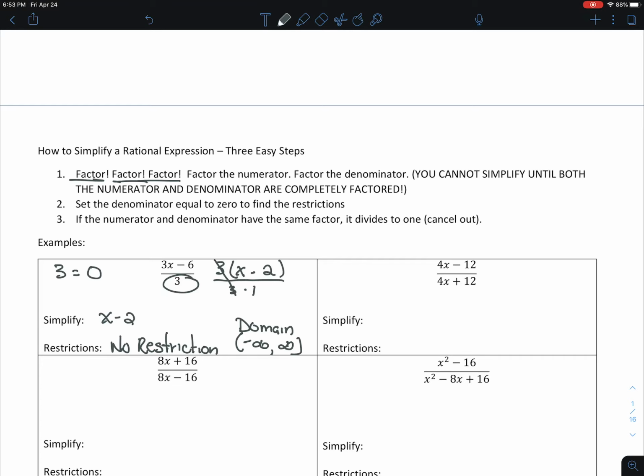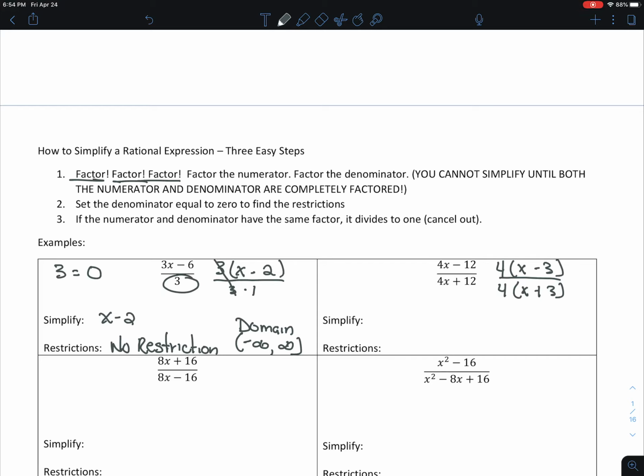For the next one, we're going to simplify first. So remember, we're going to factor the numerator. The greatest common factor here is 4. And if I factor out a 4, I get x minus 3. On the bottom, 4 is the greatest common factor as well. I get x plus 3.